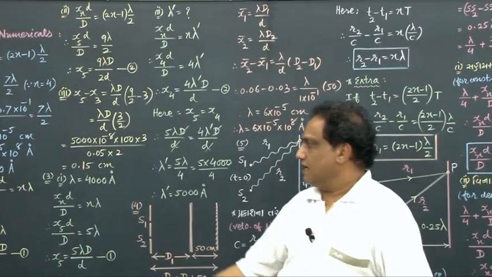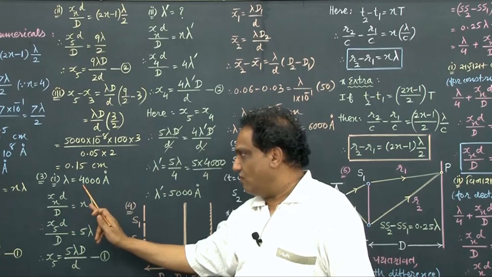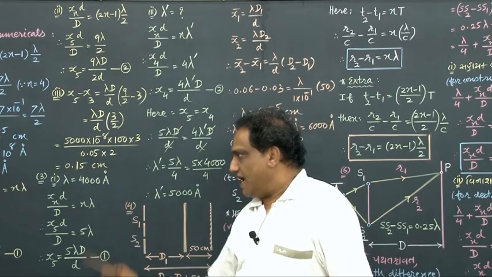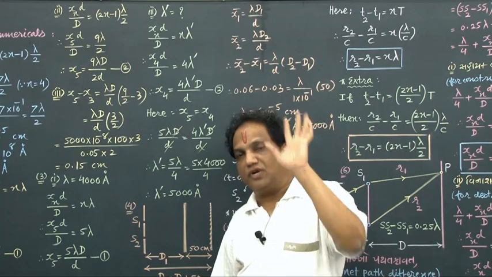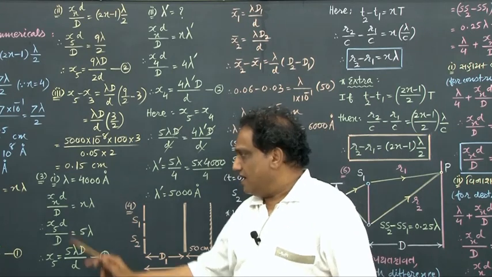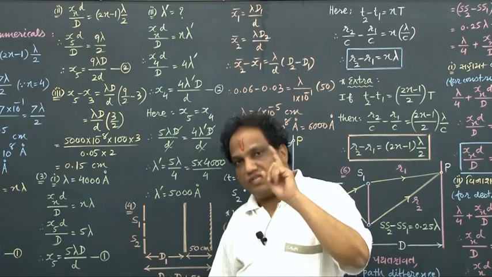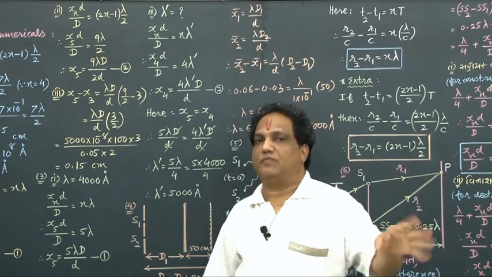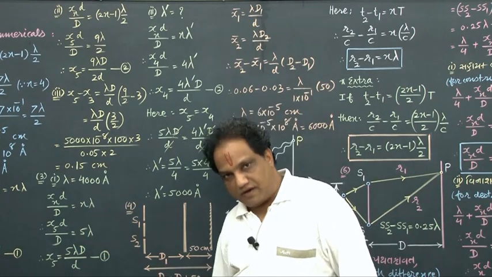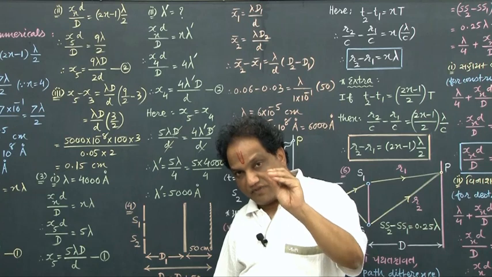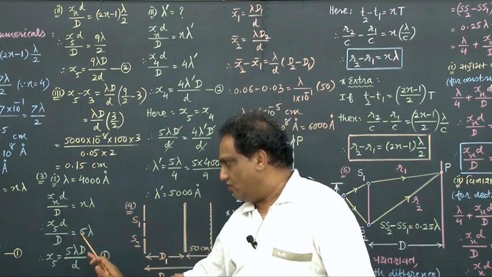Read it. The wavelength of the first light is given as 4000 angstrom, and in that case the fifth order bright fringe is obtained at a particular point on the screen. Bright fringe means maximum intensity, constructive interference, so path difference should be n lambda. Path difference is xd upon D, that should be equal to n lambda. Because they are talking about the fifth order bright fringe, I should write n equal to 5.